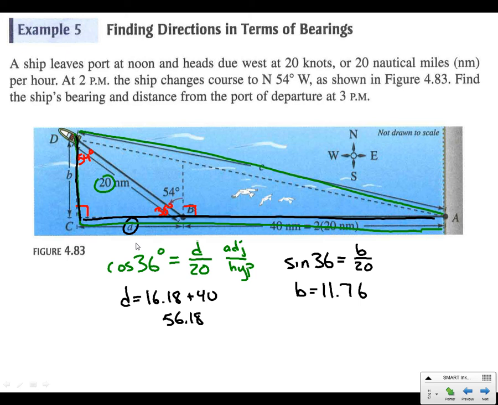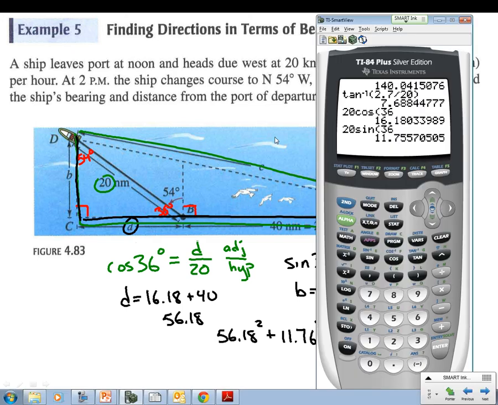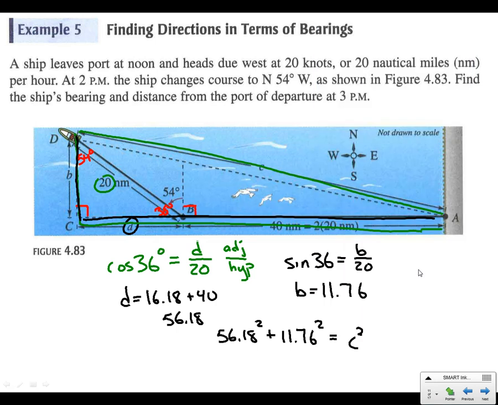Absolutely. We've got the Pythagorean theorem. 56.18 squared plus 11.76 squared is going to be C squared. Let's figure out what that is. We'll square our answer, plus 56.18 squared, and we'll square root that, and end up with 57.4. So C is 57.4. The last thing to do is we need to figure out this angle in here.